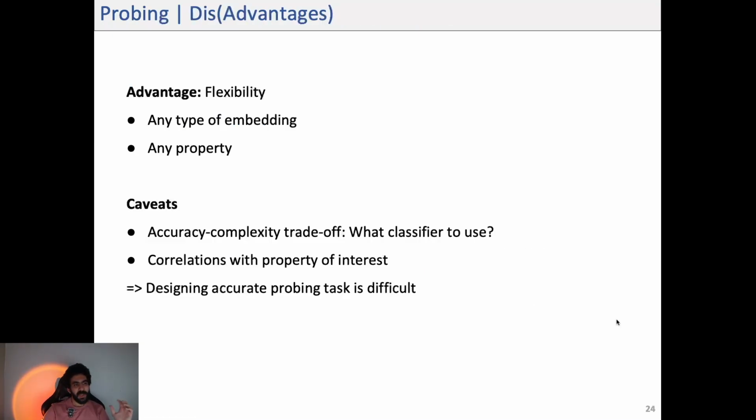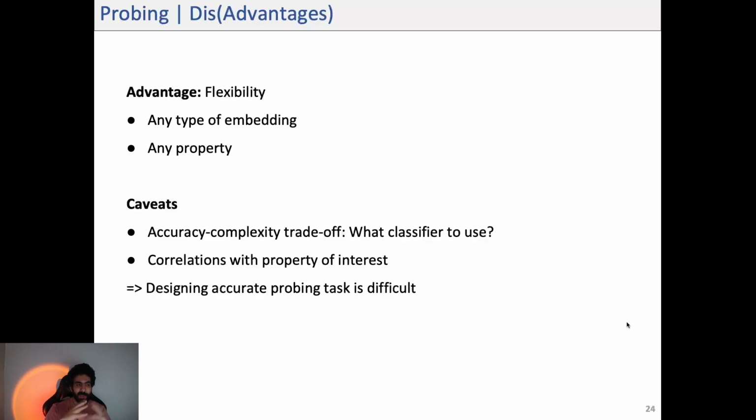So why is probing such a popular method to analyze embeddings? One big advantage is flexibility, so we can apply probing to any type of embeddings. We can probe for virtually any property like part of speech, sentence length, semantic roles, and even moral judgments like we saw earlier. But it comes with important caveats.